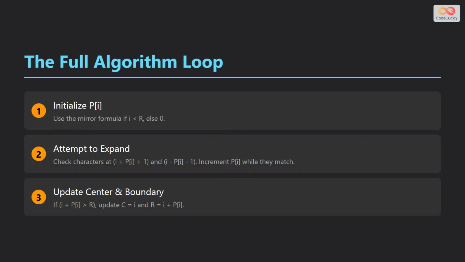The algorithm proceeds in 3 simple steps for each character. First, initialize P of i using the mirror logic. Second, try to expand the palindrome centered at i by checking characters outwards, just like the naive approach. Third, if this new palindrome extends beyond our current right boundary R, we update C and R to this new position.